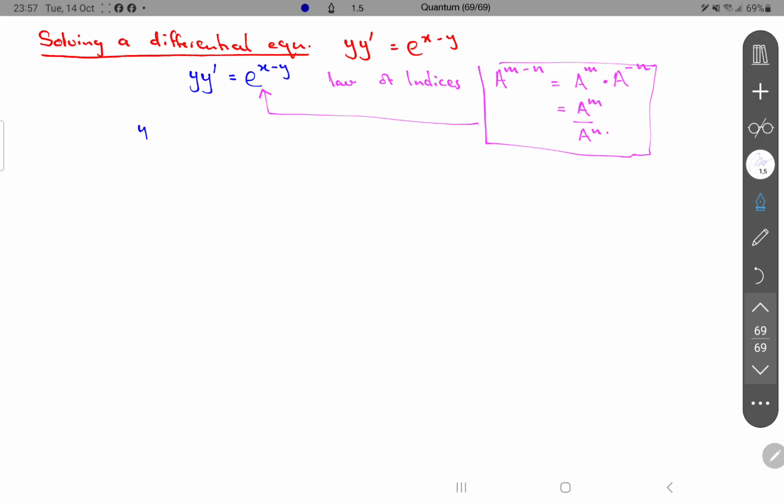So y prime is equal to e^x times e^(-y). But you should know that y prime is actually dy over dx. So dy over dx is equal to e to the power x divided by e to the power y.